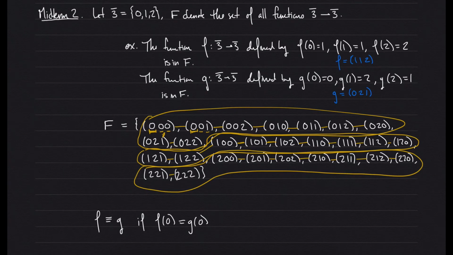So this guy is all the functions that send 0 to 0. This guy is all the functions that send 1 to 0. And this guy is all the functions that send 2 to 0. All right, so now we have to write down the quotient. So f mod this equivalence relation is a set that has 3 elements. It's not so hard to write down, but we have to decide how to write down the elements.